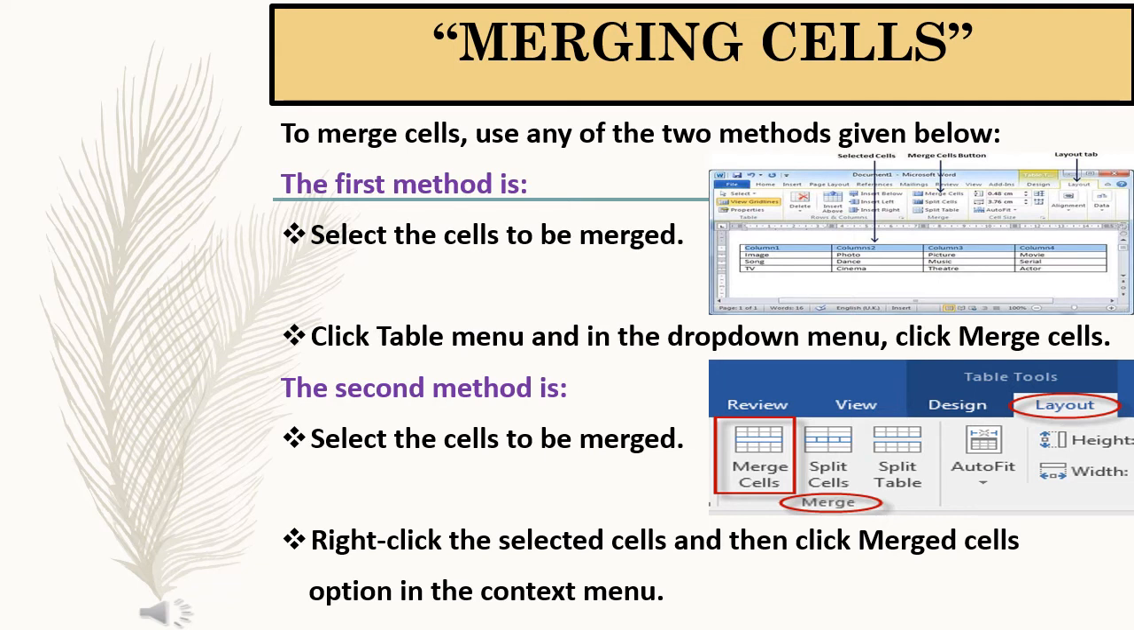The second method is: select the cells to be merged. Right-click the selected cells and then click the Merge Cell option in the context menu.